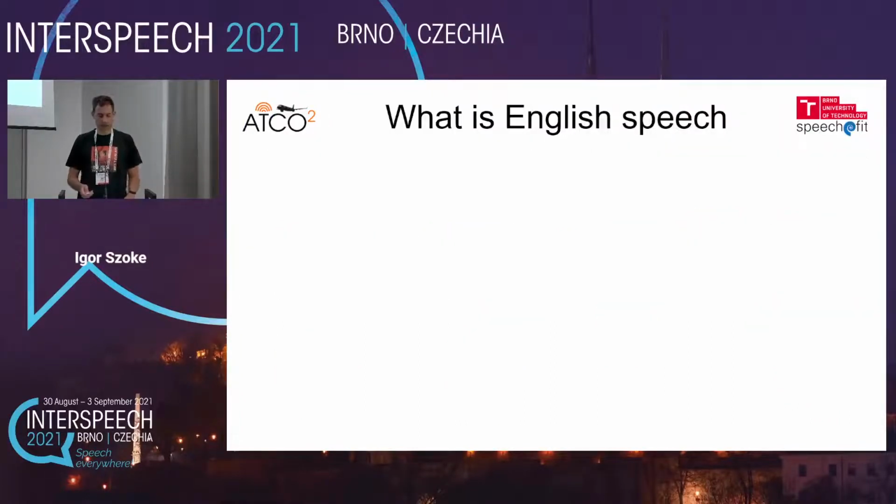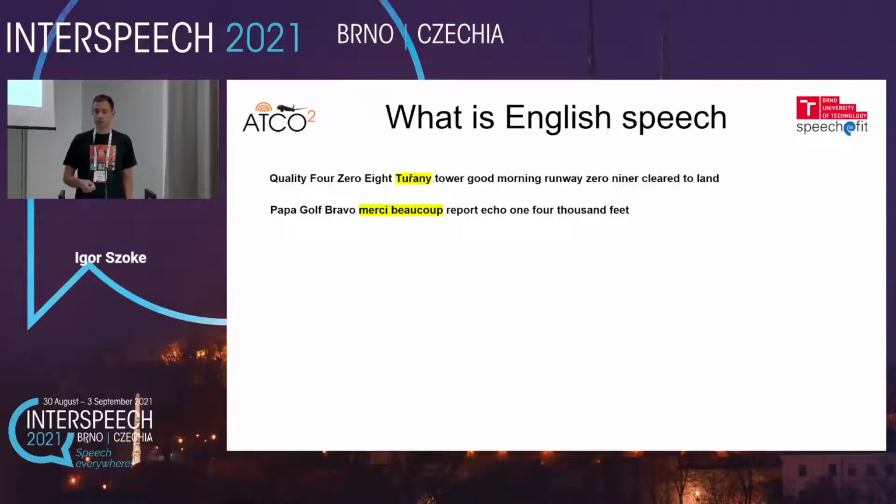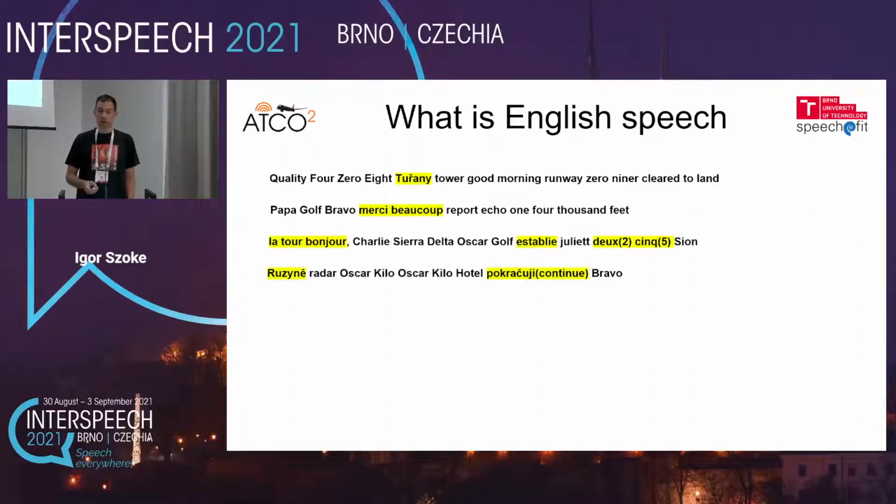So first it's important to define what is English speech in the context of ATC speech. Here is an utterance from the pilot, and you can see here a quite nice Czech named entity. Also in this communication there are local greetings. Still, probably this sentence can be considered as a valid English utterance. But the pilots can switch to the local language, and that's probably not the English speech.